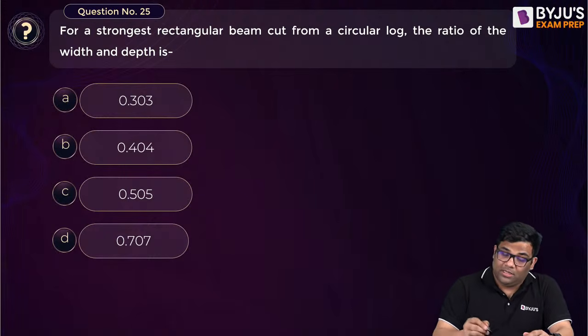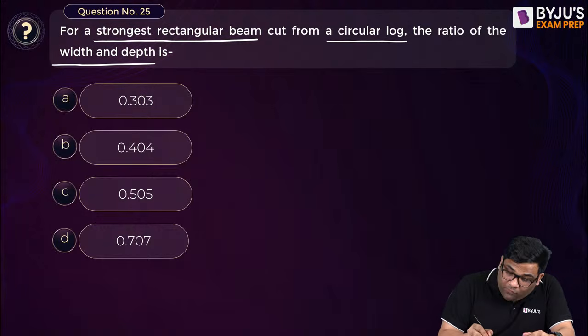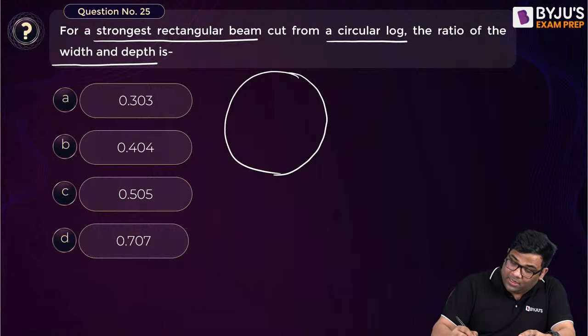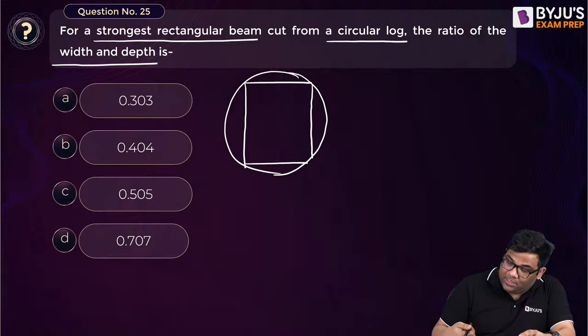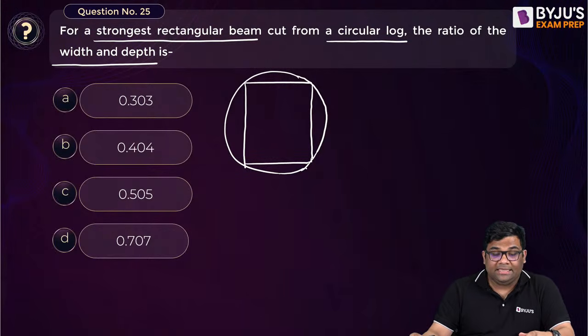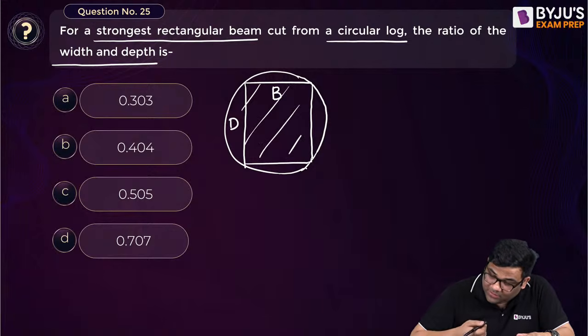Question number 25. The strongest rectangular beam cut from a circular log has a ratio of width and depth of what? This you might be knowing the answer. If you have a circular log and you are trying to carve out a rectangular beam out of it, then what happens in this case? I can say this is the width of that particular beam, and this is the depth of that particular beam, and this is the strongest one.